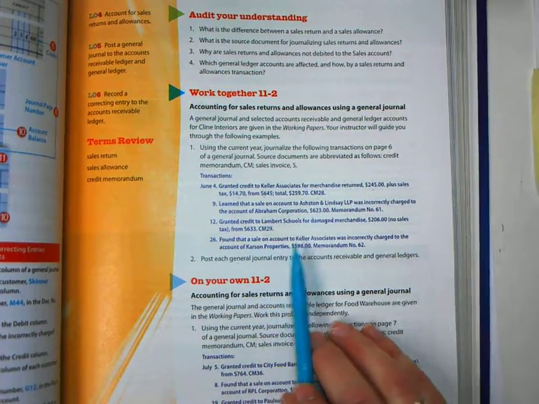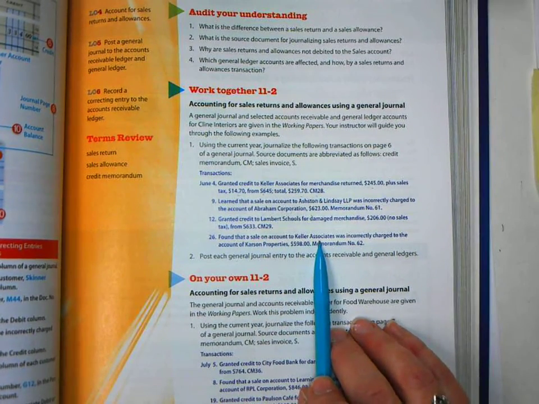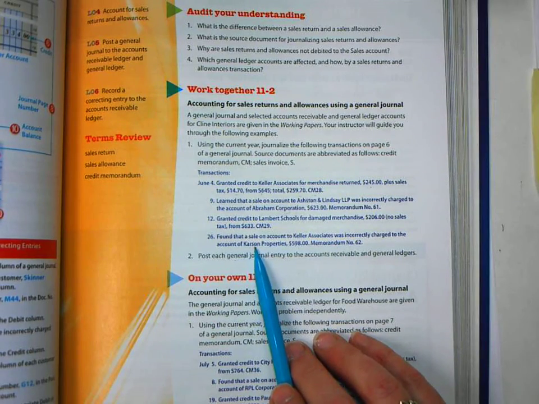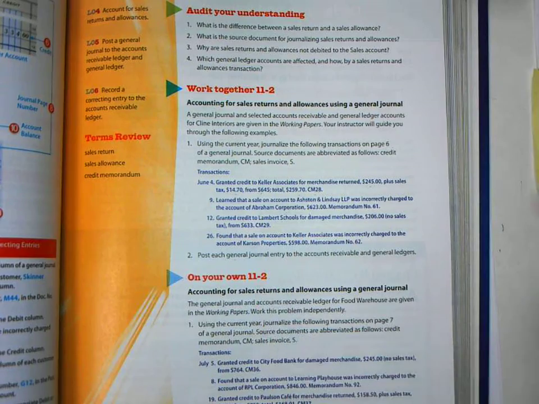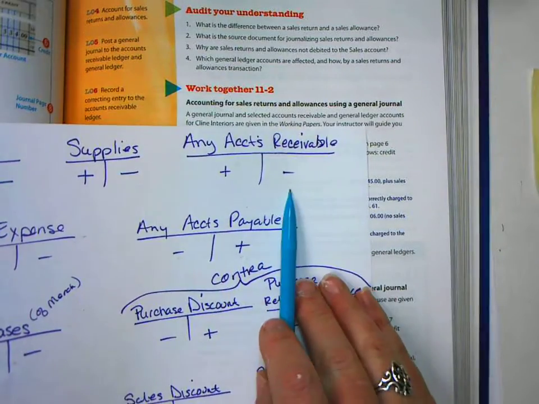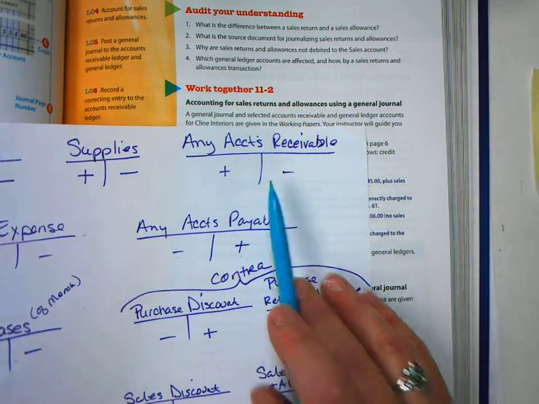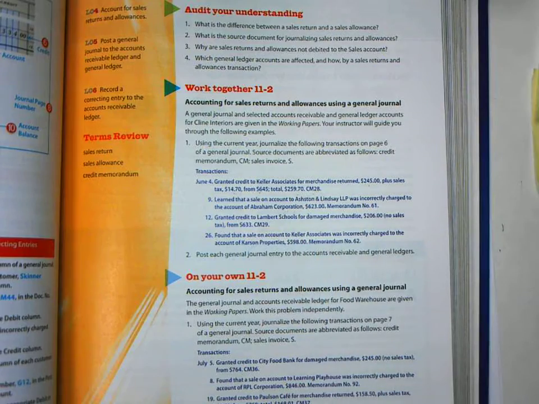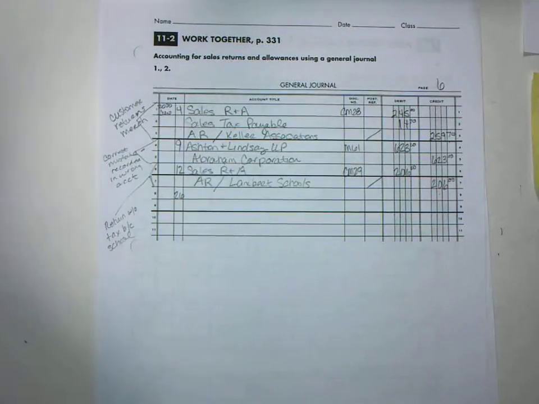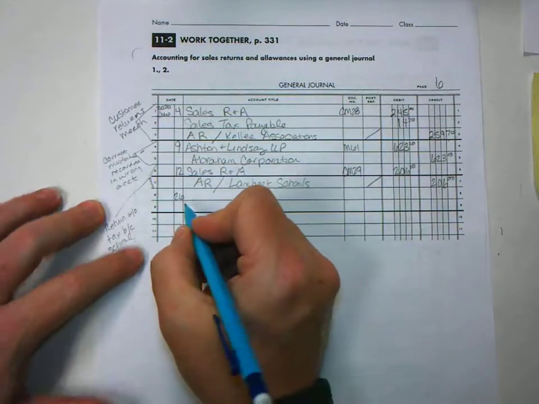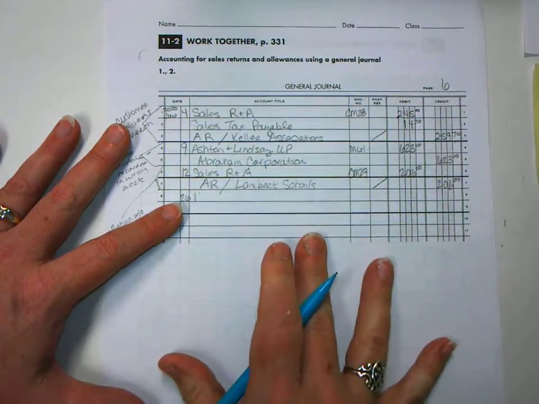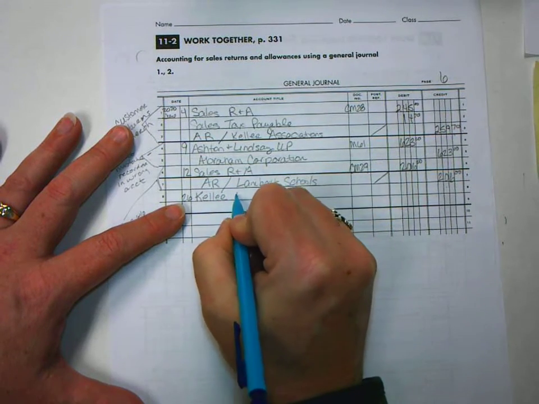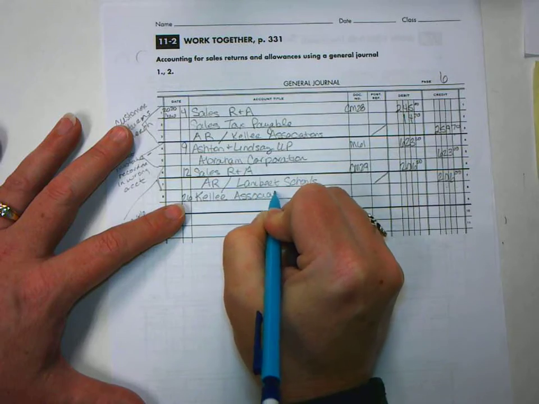We found that a sale on account to Keller was incorrectly charged to Carson. So Carson needs to get the credit. They don't owe us as much anymore. So if they don't owe us as much, we've got to credit them, and Keller does owe us. So we've got to debit Keller. So Keller will be our first account. And again, the sale was made, so we don't have to worry about the sale being incorrect or correct. It was fine. It's just these accounts receivable accounts that need to be corrected.